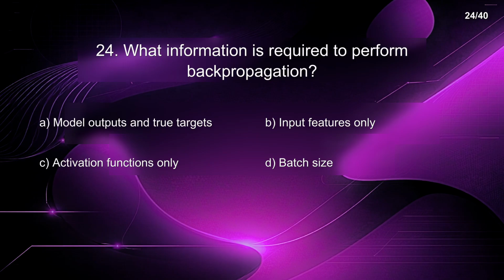24th question. What information is required to perform backpropagation? A. Model outputs and true targets. B. Input features only. C. Activation functions only. D. Batch size. Correct answer is A. Model outputs and true targets.